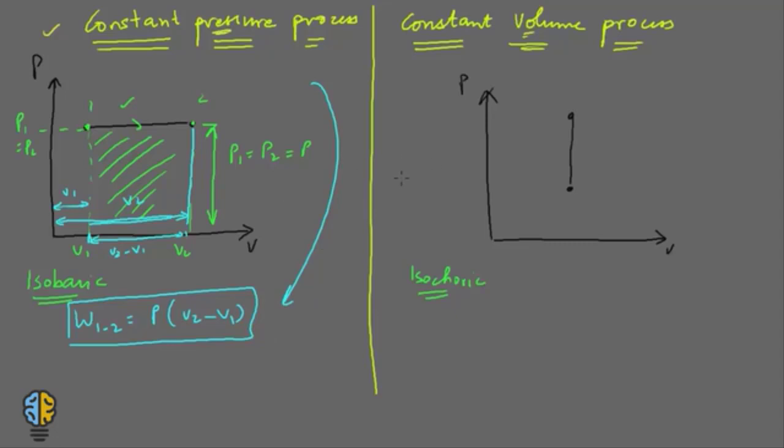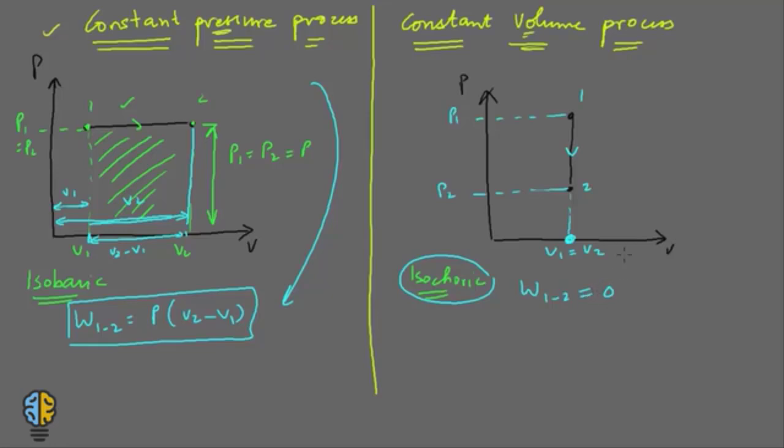Now let's have a look at the constant volume process. In a constant volume process or an isochoric process, the state changes from state 1 to state 2, with the pressure as P1 at state 1 and pressure as P2 at state 2, but the volume in both the cases remains the same. Now if you have to find out the value of work in going from 1 to 2, it has to be the area under the graph, and the area under this graph is nothing but a single point, and the area of the point is 0. So the work done is 0.